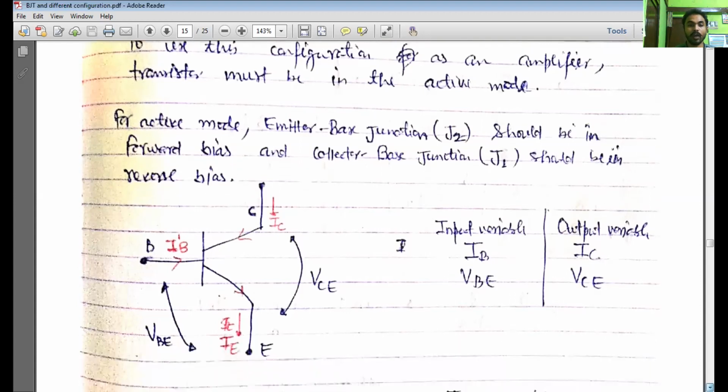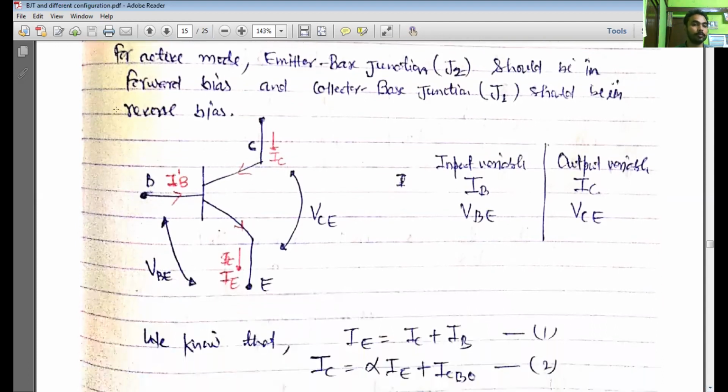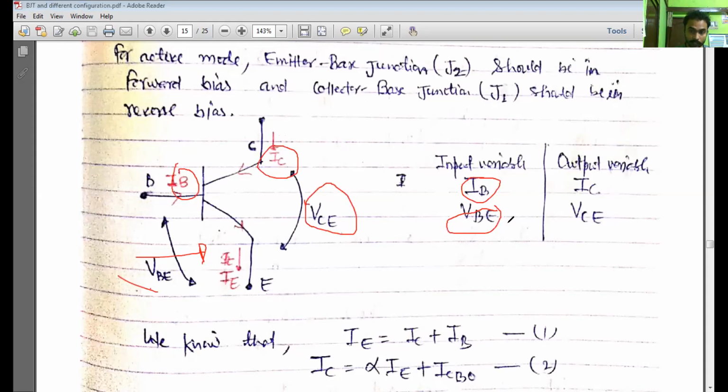So you will see what the input variables will be. This is your input section. In the input section, there will be input from the base current, and the voltage will be the base-emitter voltage, that's VBE. So input current is IB and input voltage is VBE. What you are getting as output is in the collector region, because emitter is common. So the output current will be IC and output voltage will be VCE. That's why you see E in both; it means it's a common emitter.